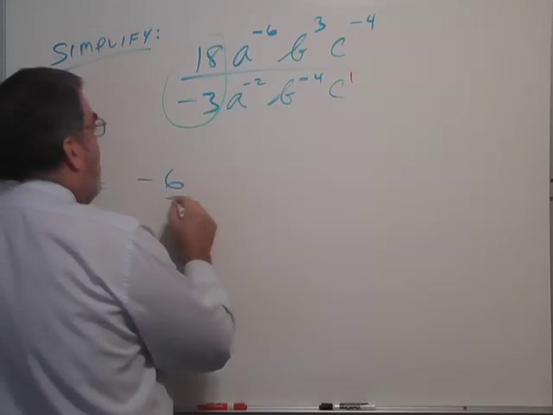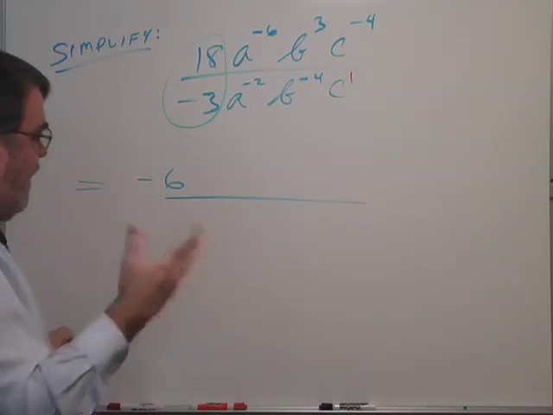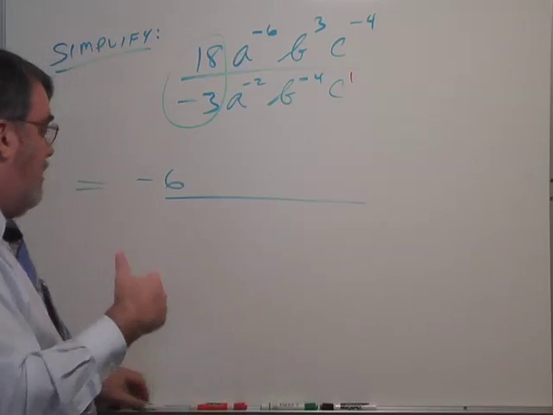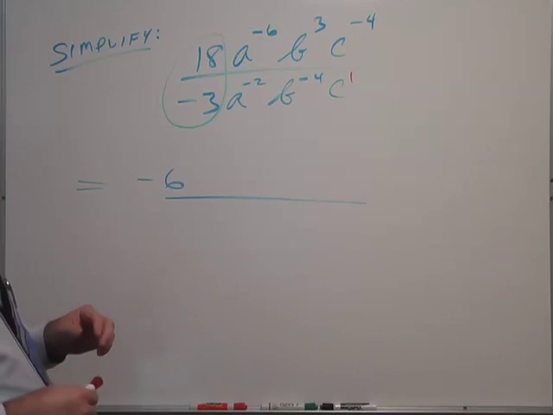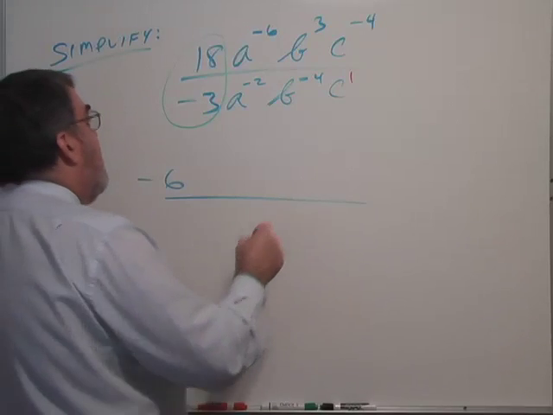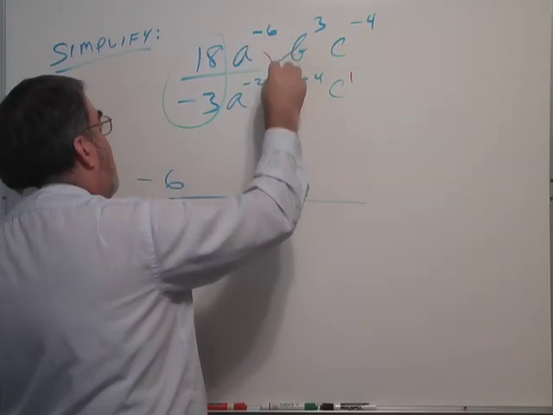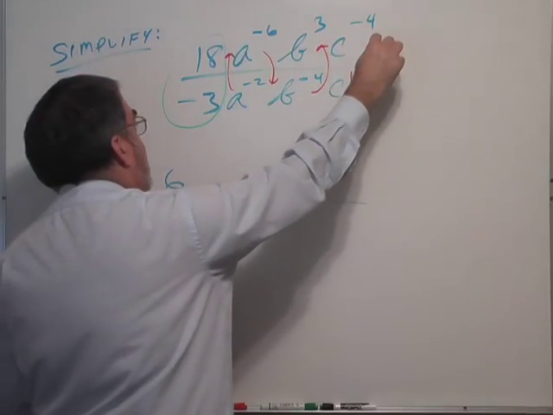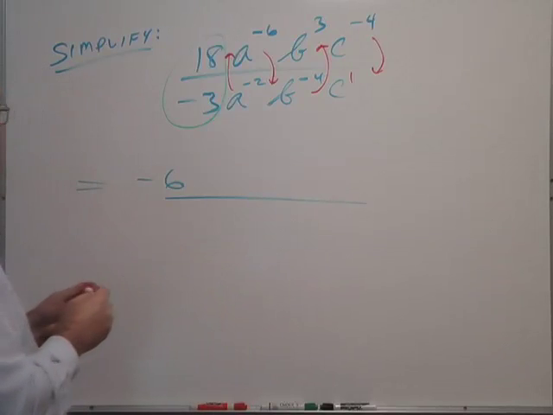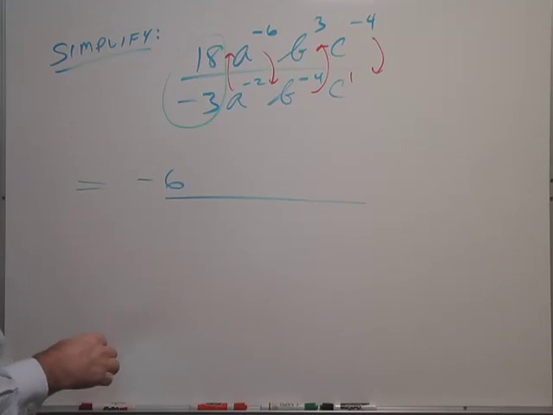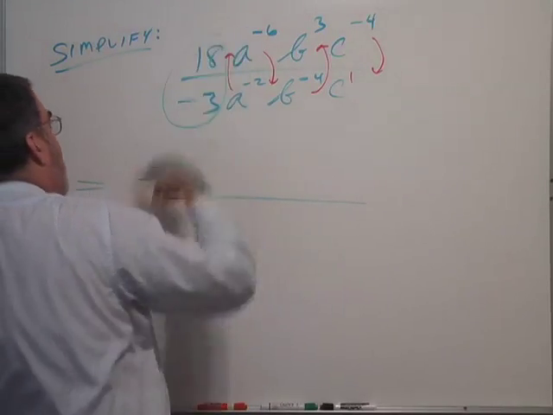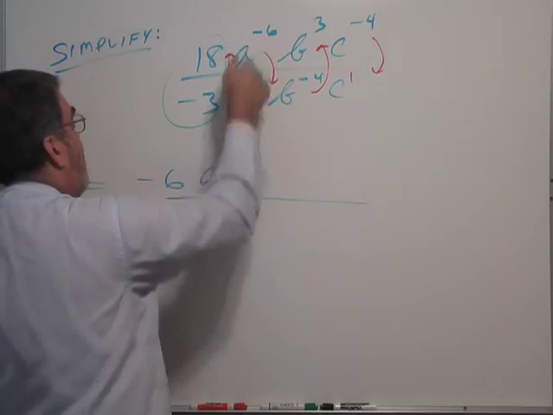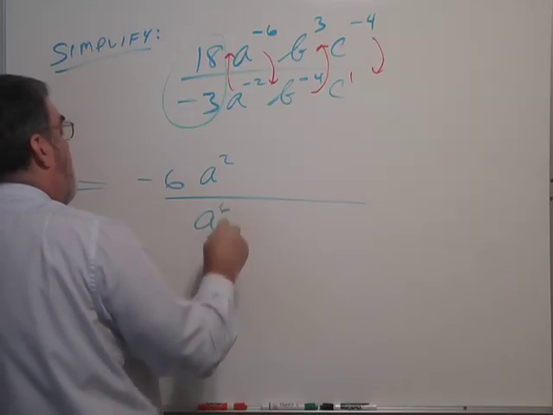And what about the rest? Well, as is my custom, I'm going to switch the terms with the negative exponents around. And so this comes downstairs, that goes upstairs, this one goes upstairs, and that one comes downstairs. All right, so that means I'm going to have a to the 2nd on top and a to the 6th down below.